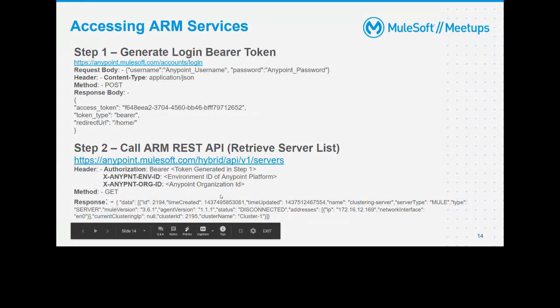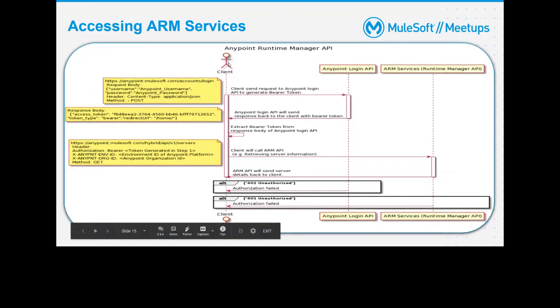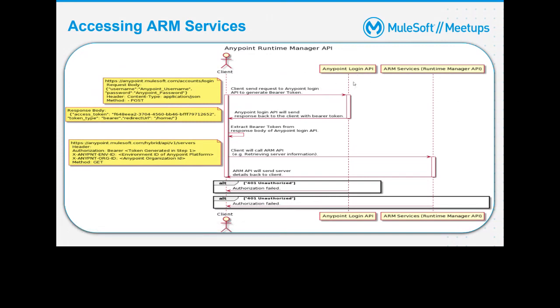Let me go with a sequence diagram also. The client first sends the request to the login API with username and password. If the username and password are fine, it will return a bearer token back to the client. You can see this is my request body and this is my response body. The client will extract the bearer token.